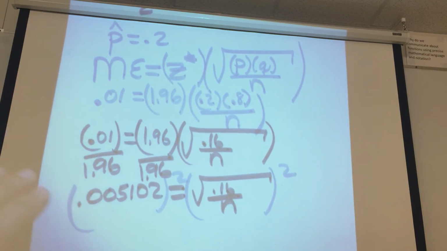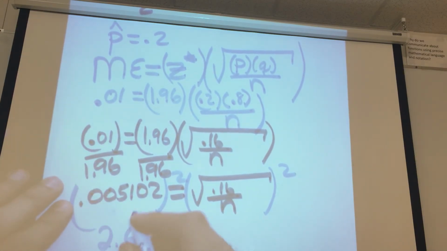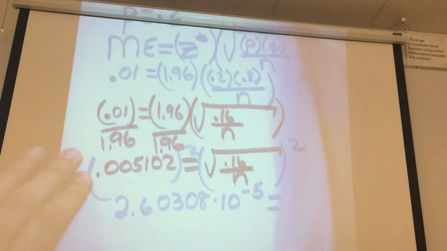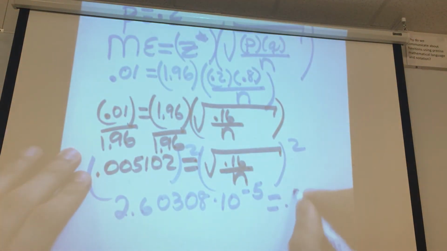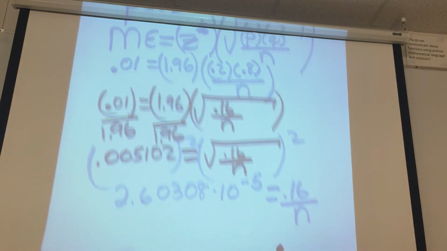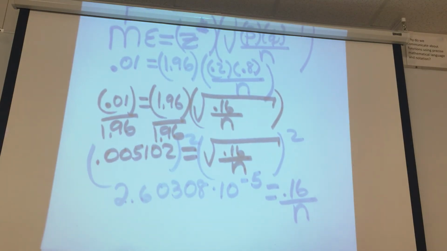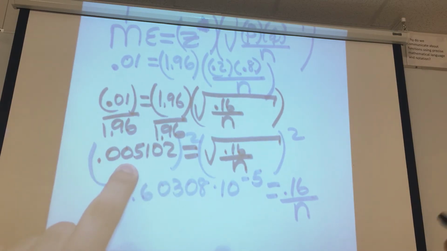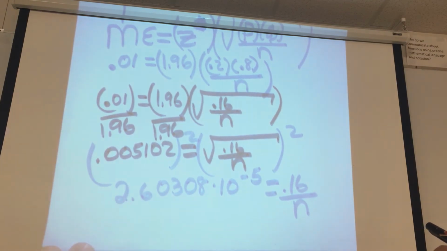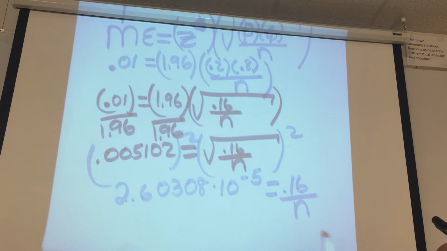I get a very small number, 2.60308 times 10 to the negative fifth. Negative fifth, so super small. That's the problem. Alex: So it's point with 4 zeros, right? Yeah, that's what it means. It's like 1 and then 4 more, so 4 zeros. Multiply both sides by n, and then divide by this.